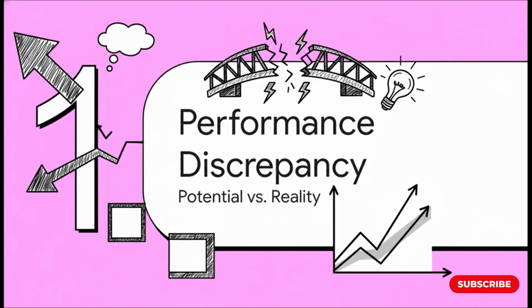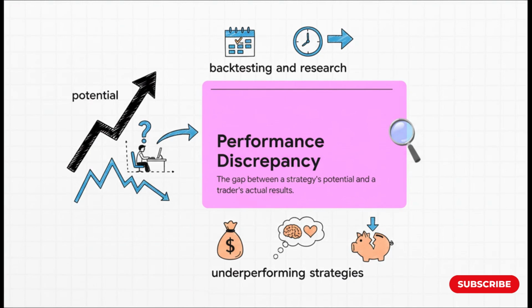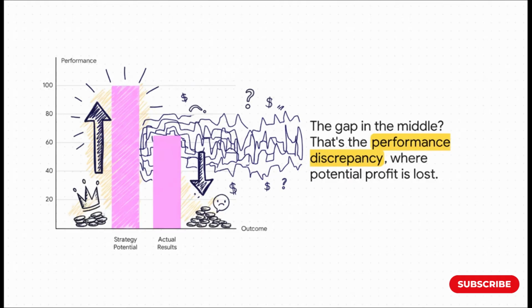All right, so this problem, this space between what your strategy could be doing and what it's actually doing in the real world, has a name. It's called the performance discrepancy. And just getting your head around this concept is the absolute first step to closing that gap for good. So what does that really mean? It's simple. We're talking about the very real, measurable difference between what your strategy looks like on paper, in your backtests, and what actually happens when you're the one in the hot seat, clicking the buttons with real money on the line.